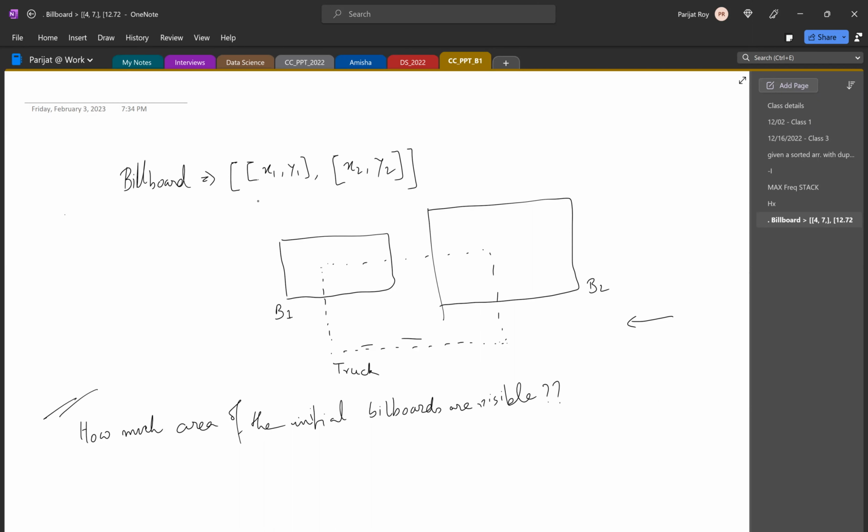You are given two billboards, where x1, y1 is the bottom left corner, this point, and x2, y2 is the top right corner, this point. For B1 this is given, and for B2 a similar thing is given. So you are given 2D matrices or 2D arrays as inputs: B1, B2, and truck. You have to figure out, given the truck moves in, how much area of B1 and B2 is visible. So how would you solve this type of geometry based problem?